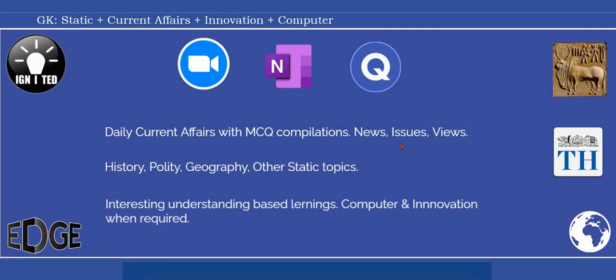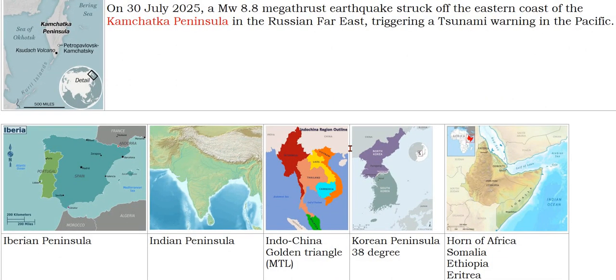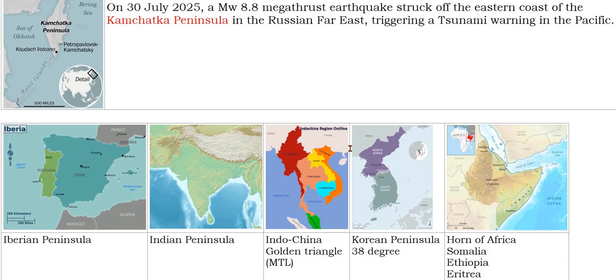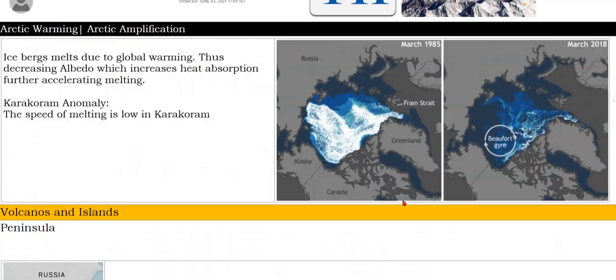Lastly, we'll have GK classes, GK innovation and computers, which will be taught in very interesting ways. This is a sample of our geography lectures where we discussed peninsulas. Kamchatka Peninsula was in the news because of a tsunami warning which was given in the Pacific. It is in Russia, and then we saw the different peninsulas, like the Iberian Peninsula, Indian Peninsula, Indochina, Korean Peninsula, Horn of Africa, all of that.